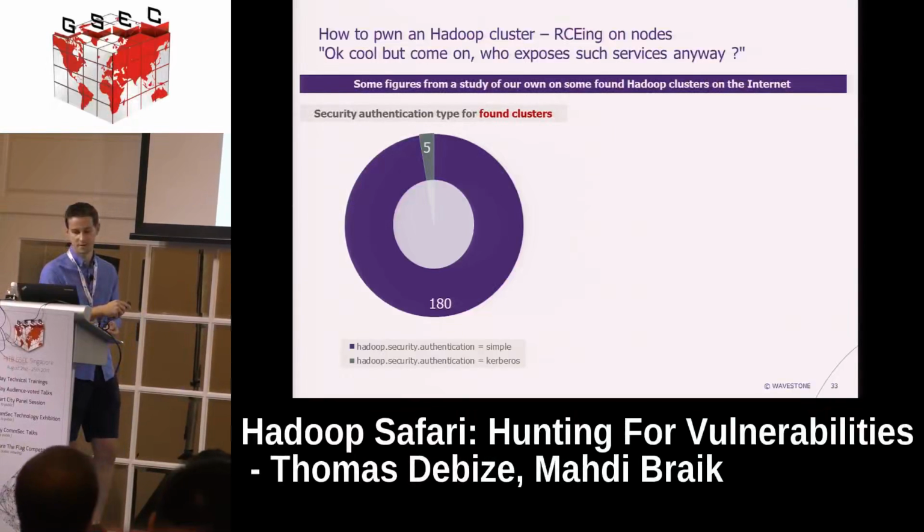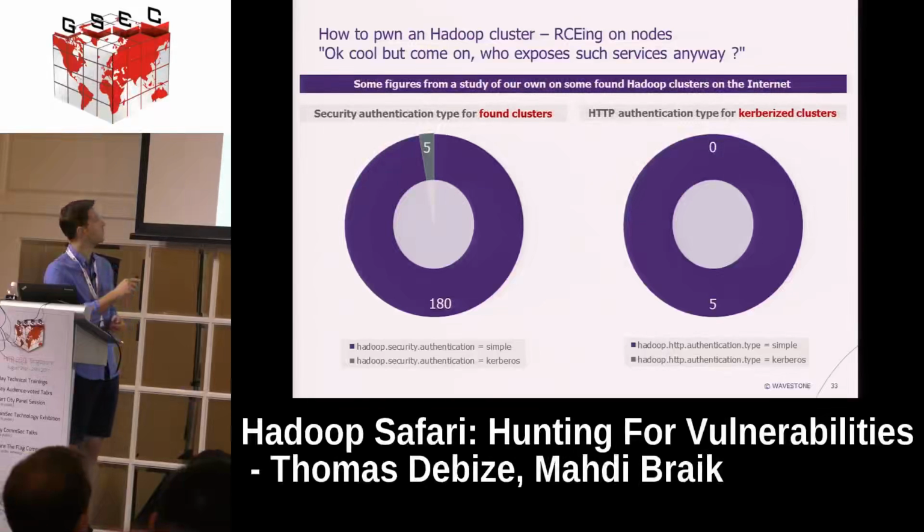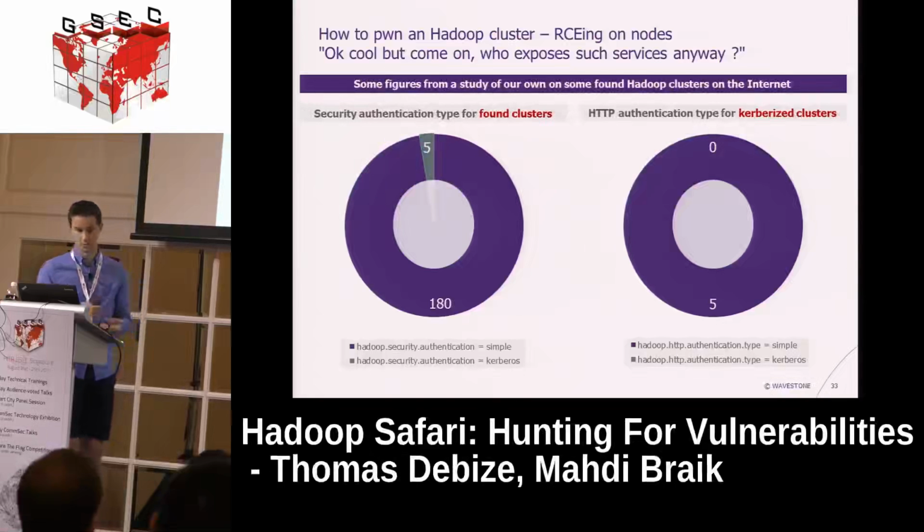Among that amount, few clusters are Kerberized. As you may remember, simple authentication is no authentication, it is no security. So all data on all these clusters are fully accessible. And more interesting, among the 5 Kerberized clusters found, how many are really using Kerberos end-to-end on every HTTP web interface? Answer: 0. Those are some proper figures from our own study.